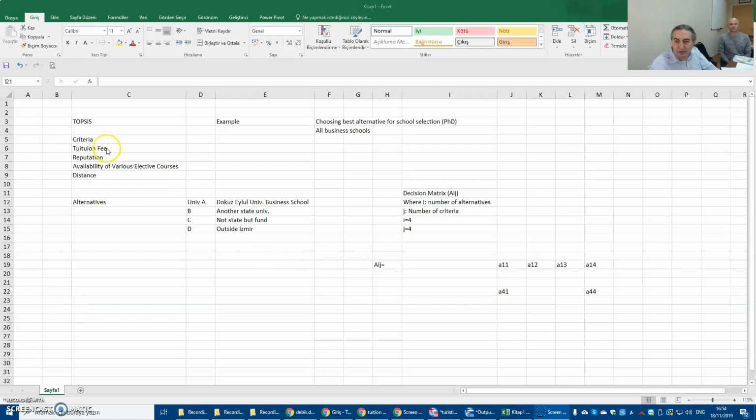Okay, let's create a structured Aij matrix. By the way, this U is redundant. Okay. So let's put the alternatives first.